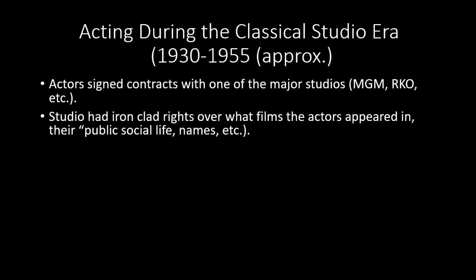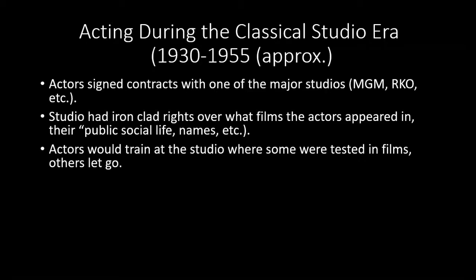They had control over their public lives, their social lives, their names even. So, for example, Marion Morrison became John Wayne, and Leroy Shearer became Rock Hudson, and Norma Jean Morrison became Marilyn Monroe, so on and so forth. And the studios basically decided what the names would be.